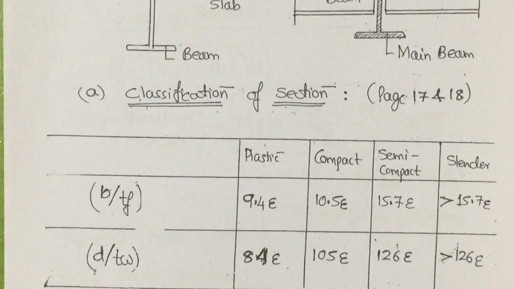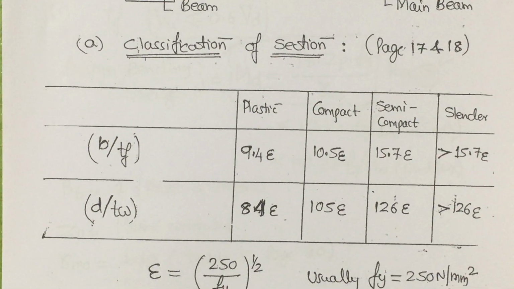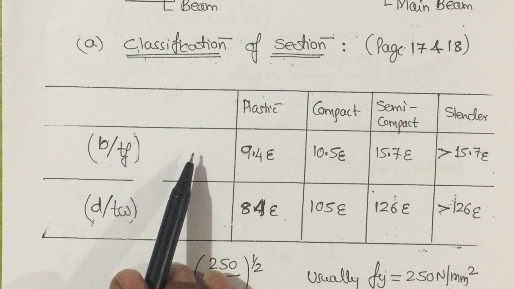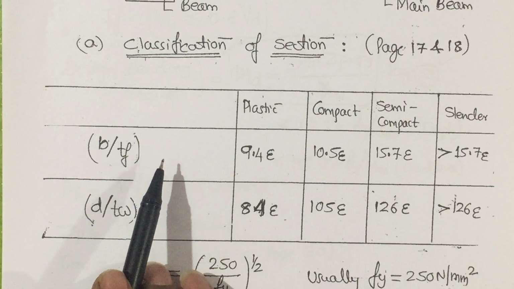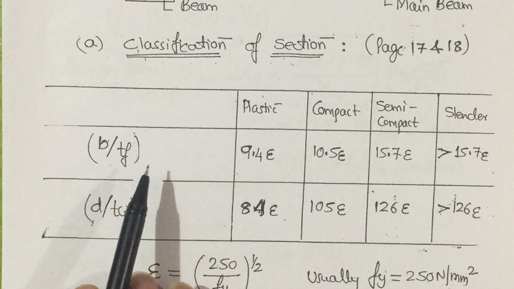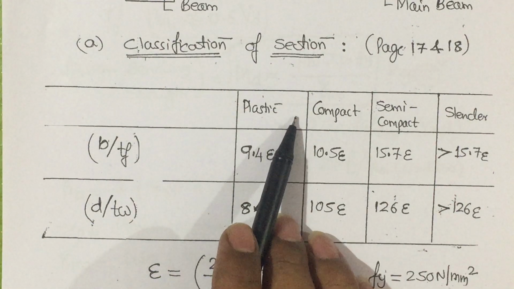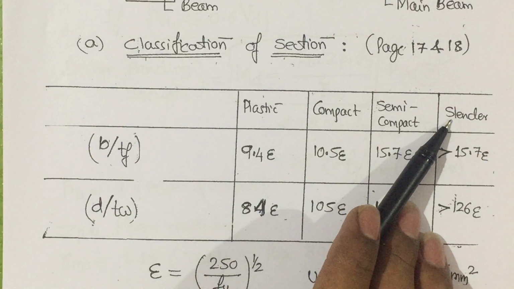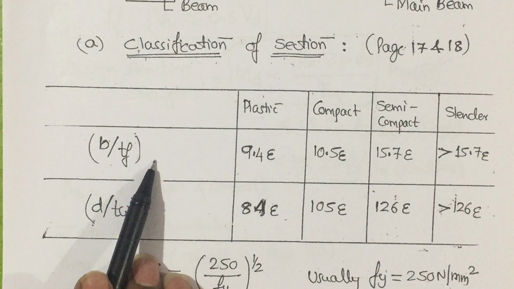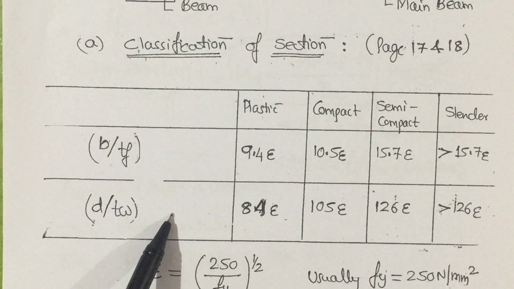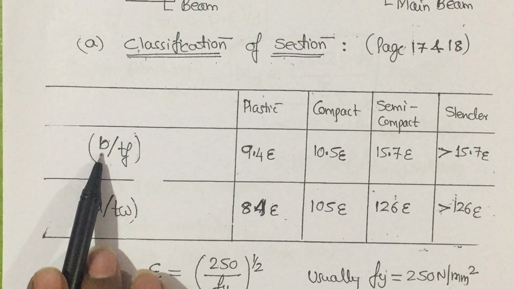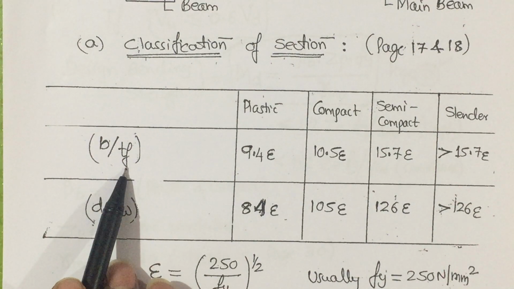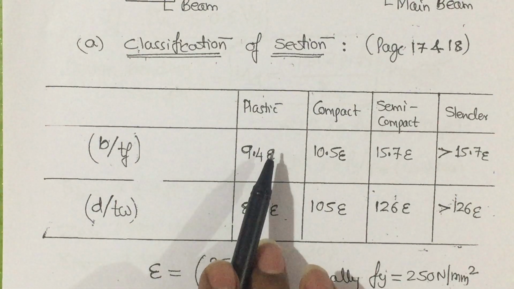If we come to the classification of section, that is given in page number 17 and 18 of IS 800/2007. In beam section, particularly I section, we come across flange and web portion. Here we have 4 types of sections, that is plastic, compact, semi-compact and slender. In the beam section, we come across flange and the web portion. For the flange portion, that is width divided by thickness of the flange, B by Tf.